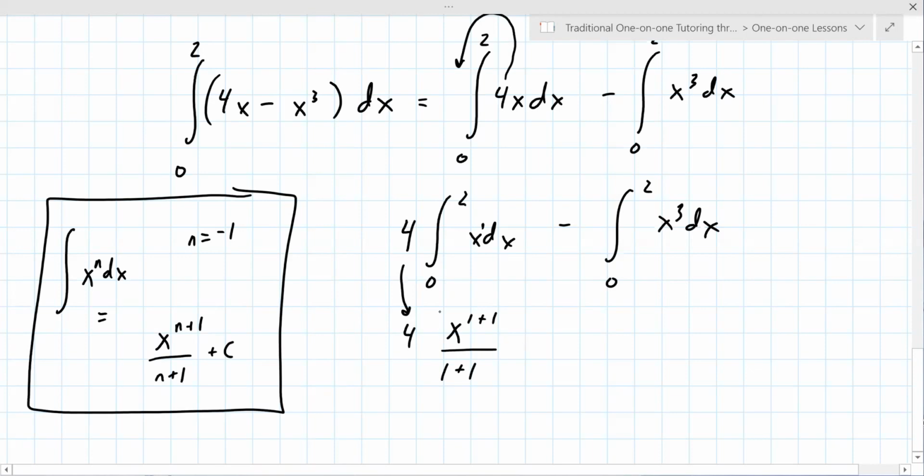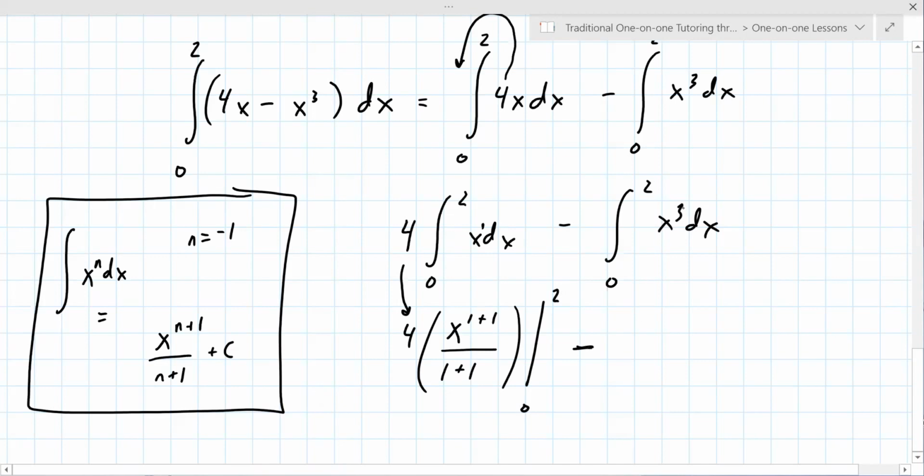Okay. But because it's a definite integral, we've got to evaluate from 0 to 2, which is kind of an extra piece. So if it didn't have these bounds, you would just write 4x squared over 2 plus c, but you're going from 0 to 2. So we've got to deal with that.